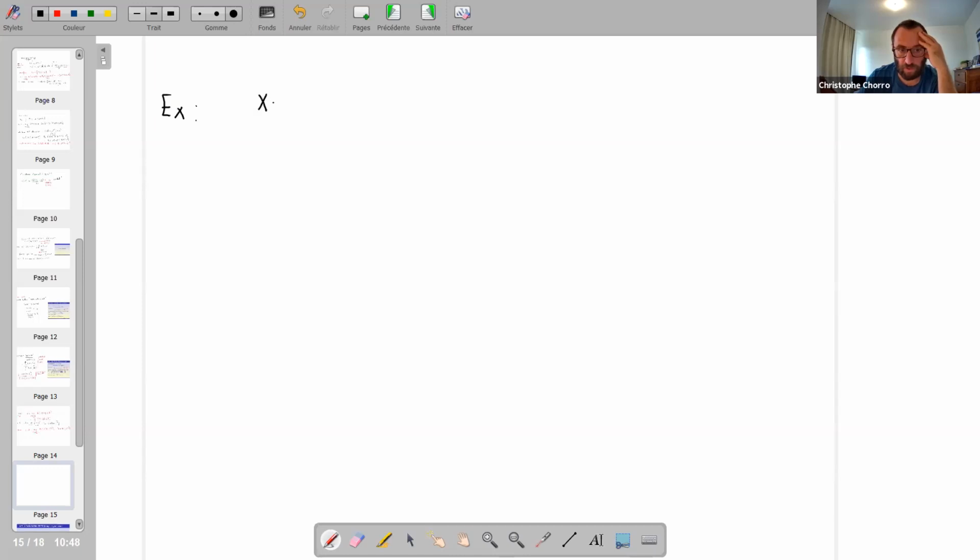So I have x1, ..., xn that are i.i.d. N(mu, sigma square). And here I just suppose that sigma square is known. Okay, I suppose that my sigma square is known. So I have this.